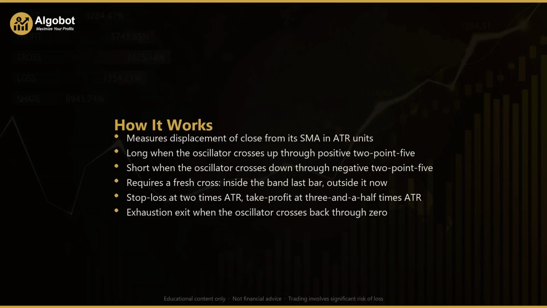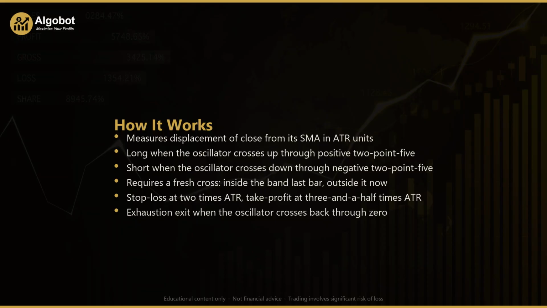For a long, the strategy checks that the oscillator was at or inside the band on the previous bar and has now pushed above positive 2.5 on this bar. That specific crossing is what signals a fresh burst of upside displacement, the start of a move rather than an already stretched market. For a short, it's the mirror image. The oscillator was inside the band last bar and has now pushed below negative 2.5, signaling fresh downside displacement.